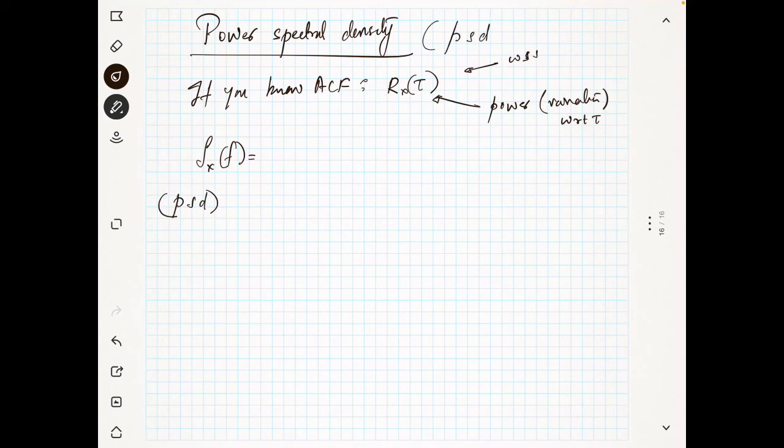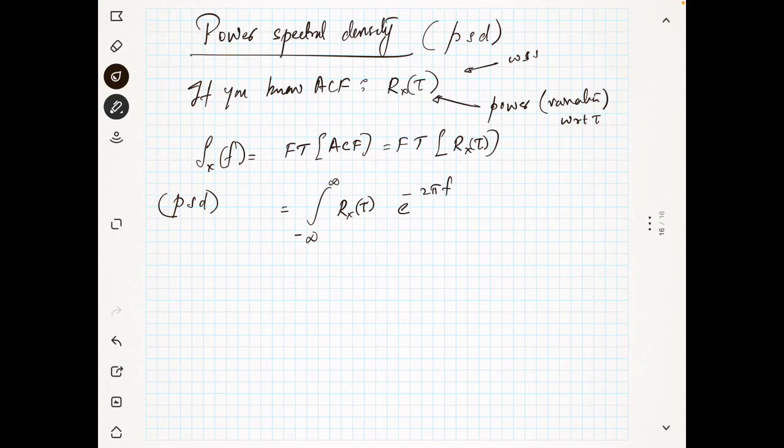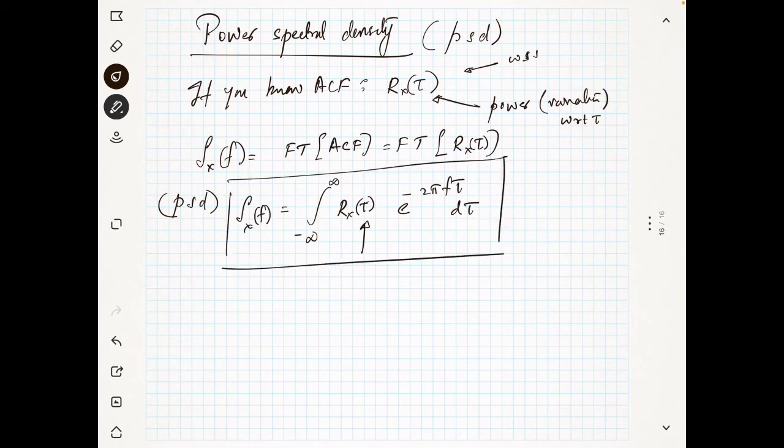PSD, power spectral density, is nothing but the Fourier transform of the autocorrelation function. That means the Fourier transform of Rx of tau. So how to find the Fourier transform? You know this, it is nothing but the integral from minus infinity to infinity of Rx of tau into e power minus j 2 pi f tau d tau. This is a function of tau, so I have to use tau here. This is nothing but Sx of f. So this is how you can find the power spectral density.